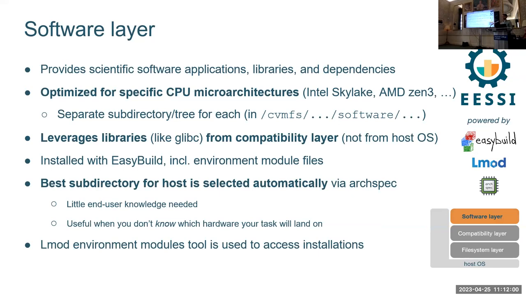The software layer is where we optimize for different microarchitectures. We have different prefixes where we optimize for Zen 2, Zen 3, Graviton 2, Graviton 3, the different Intel architectures, etc. All of this is installed with EasyBuild, everything that's in the software layer. And the best subdirectory for the host is automatically selected by Archspec, as I mentioned before. So your end user doesn't have to know about what hardware they're running on. They can just mount the CernVMFS stack and go. It's also very useful if you don't know which hardware you're going to land on. If you have a heterogeneous partition, we used to have that at SURF, it's kind of annoying to get the right optimization for your software. This makes it very easy.